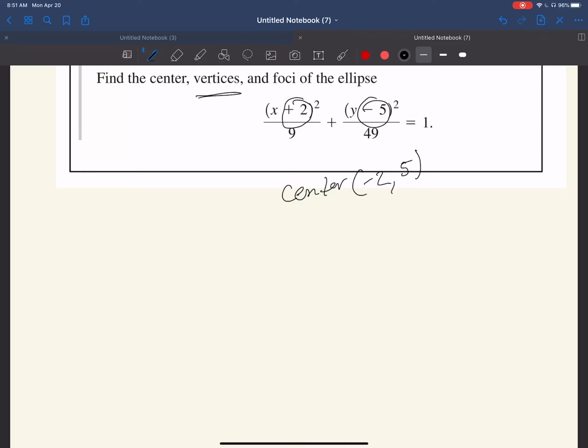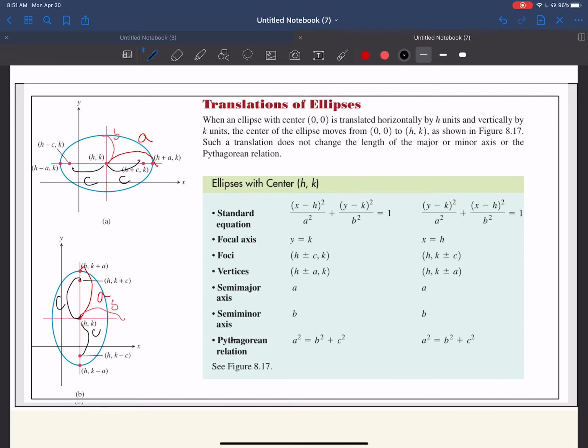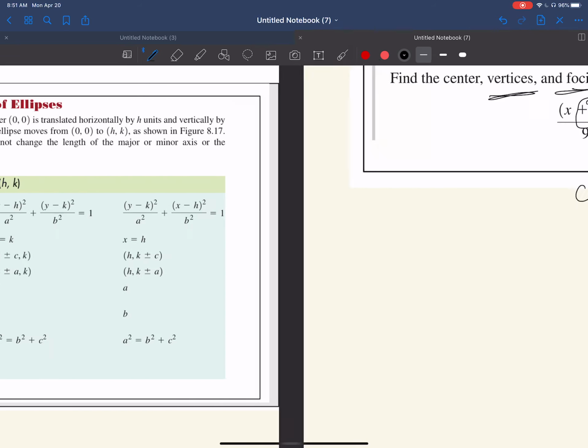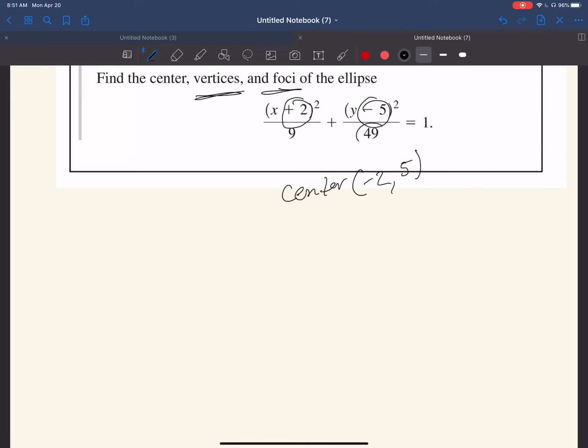Now we need to find the vertices and the foci. In order for us to do that, we have to figure out if it's a horizontal ellipse or a vertical one. So we're going to be looking at the numbers. The larger number is 49, so that a will come from there. And then the b will come from the 9. So the square root of 49 is 7. The square root of 9 is 3. So now we know that we have a vertical ellipse with the center at -2, 5.